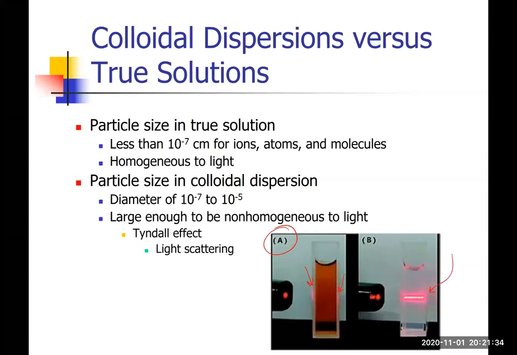But when we look at panel B, we have a colloid because we can see right here where the laser beam is reflecting off of the particles in the colloidal dispersion because they're larger, like the starch particles. So panel B is a colloid, and panel A over here is the solution. We have light scattering in panel B, non-homogeneous to light. That's the Tyndall effect. And in panel A, that solution is homogeneous to light. The particles are too small for light to scatter.